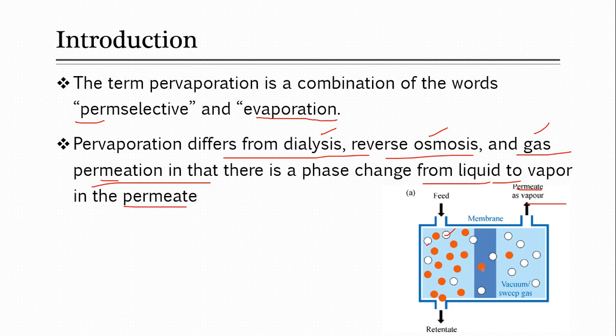Again, we will discuss this point later in the lecture, but the major purpose of pervaporation is to evaporate the species which are diffusing through the membrane, and by evaporating them, you are increasing the rate of their diffusion and separation through the membrane.